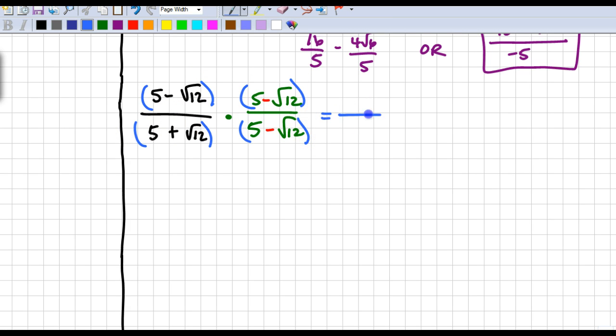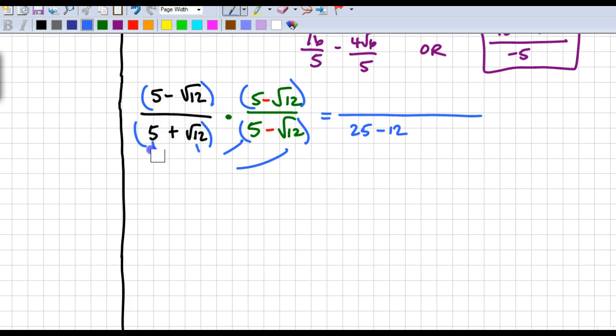So let's take care of the bottom right away because that's going to be nice and easy. 5 times 5 is 25. Square root of 12 times negative square root of 12 is going to be negative 12. Remember that the root times itself equals the number. One's positive, one's negative, so we get a negative there.